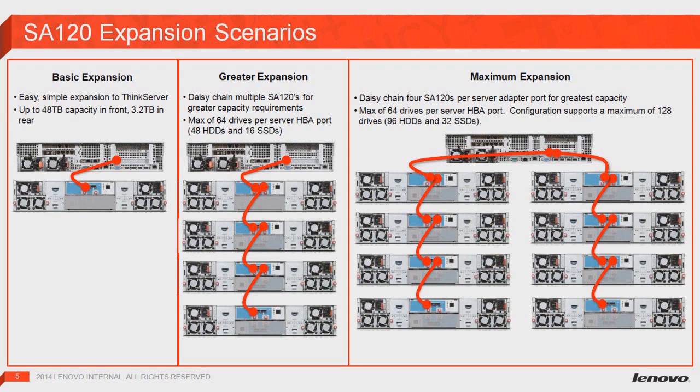So in this scenario, with each one of these scenarios, you think about 4 terabyte drives, daisy chaining out to 4 SA120s, you can get to 192 terabytes of storage. So a lot of storage available to you when using the SA120. So it gives a lot of expansion capability for people.